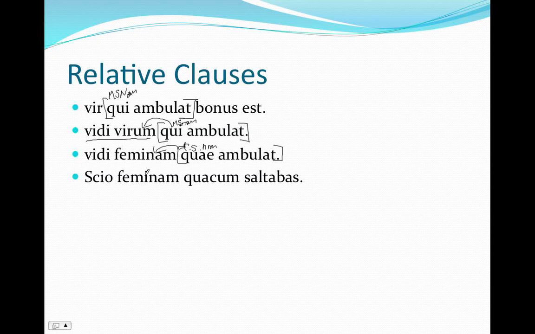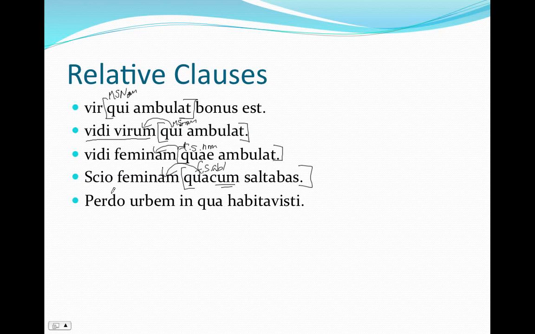And now scio feminam quacum saltabas. All right, now we've got our relative pronoun. We're going to bracket that off. Our main clause, I know the woman. And quacum, referring back to our antecedent, qua feminine, singular, just like feminam is feminine and singular, but because we have the preposition cum, it needs to be ablative. And remember, we append cum to qua, so I know the woman with whom you were dancing. Saltabas.